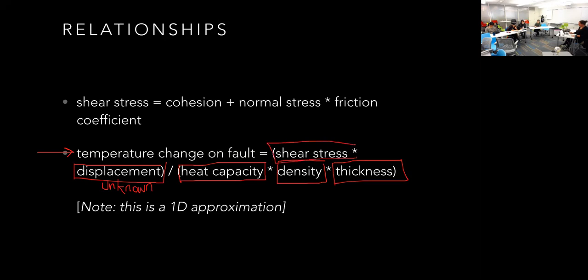The shear stress we know how to calculate. We can use this equation if we have a reasonable estimate for the friction coefficient and the normal stress on the fault.